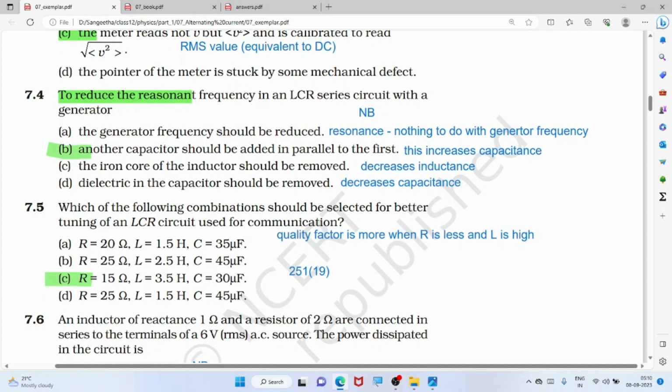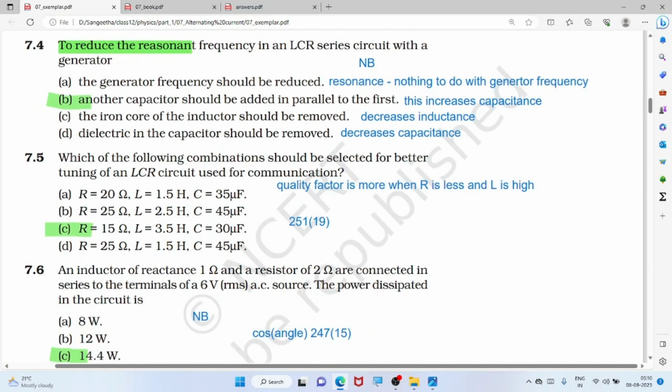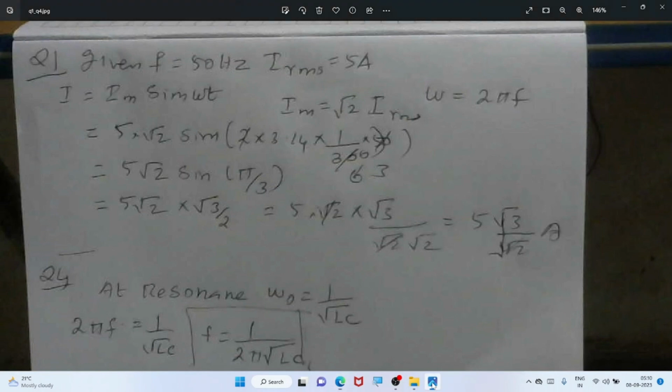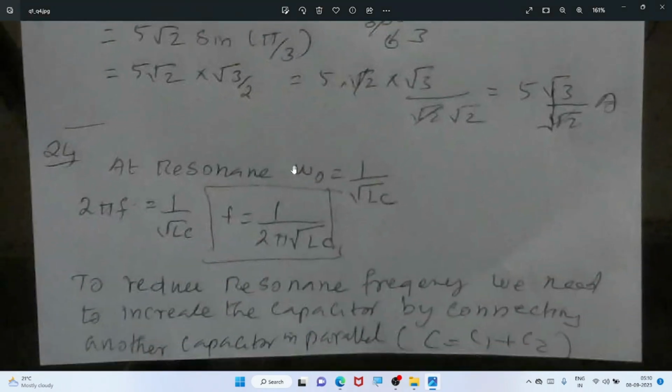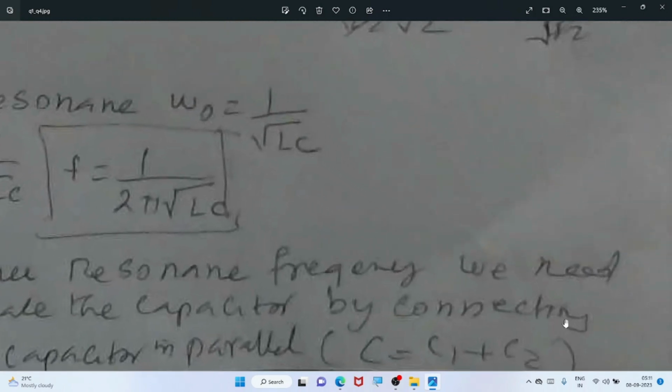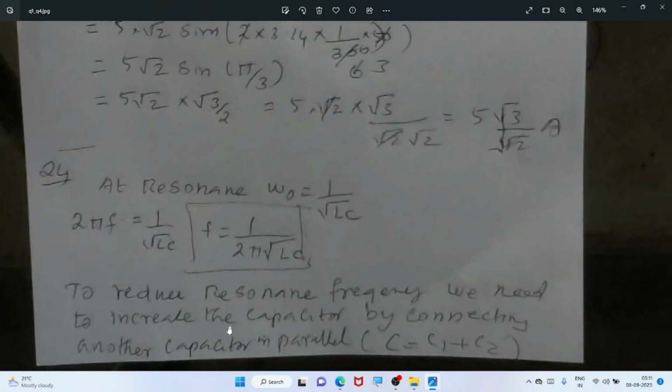To reduce the resonant frequency of an LCR circuit, we have to add another capacitor, that is, increase the capacitance. This is the angular frequency at resonance, 1 by 2 pi square root LC. If you want to reduce the resonance frequency, we have to increase the inductance or capacitance. So if you increase the capacitor, the frequency will reduce.